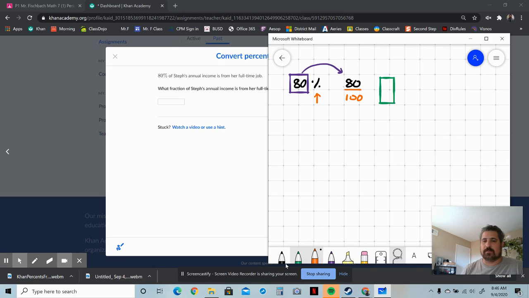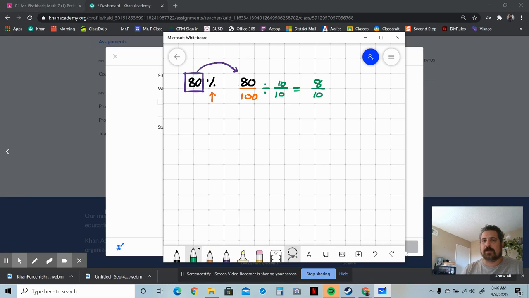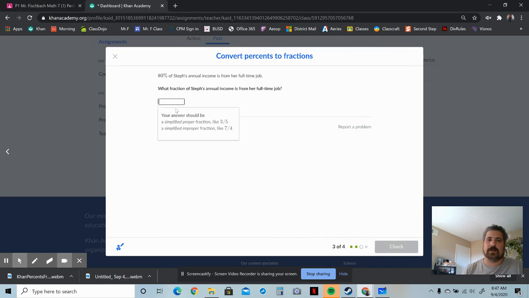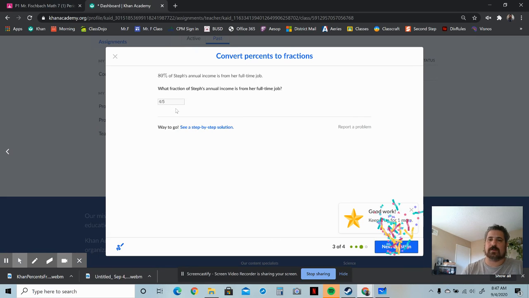And then divide top and bottom by whatever common factor you can find. So divide top and bottom here by 10, and you get 8/10. And then you can keep going, divide top and bottom by 2, and what you get is 4/5. Okay, so the simplest form of 80% is 4/5. You could have divided straight away by 20 and gotten the same thing, right? Because 100 divided by 20 is going to be 5, and 80 divided by 20 is going to be 4. So 4/5 is our answer. Now we go back over here, we put in 4/5, and we're good to go.